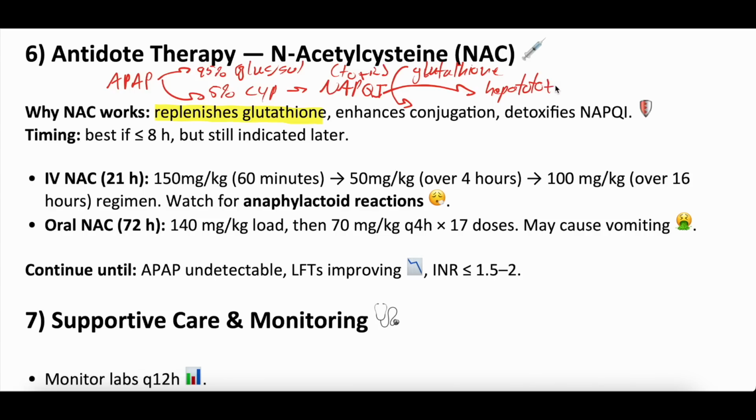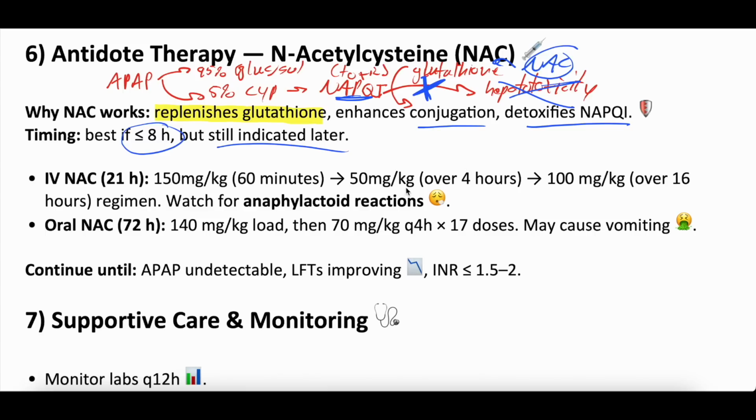But what N-acetylcysteine does is it replenishes the glutathione. So if you give N-acetylcysteine, this glutathione gets replenished, so then you are able to detoxify more NAPQI and decrease the amount of hepatotoxicity. All right, it also enhances conjugation, it detoxifies NAPQI. Timing is best if it's less than 8 hours from ingestion, but it's still indicated later. All right, so again, get this started early, be aggressive with it. It can save people's lives.